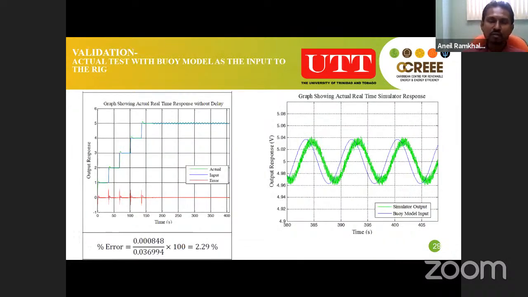What we decided to do then was to apply the output from our theoretical buoy model, to see how the rig responds to that. So we send that input signal again. Our input signal here is the blue line. Our actual output from the hydraulic rig displacement is the green line, and you will see here we looked at the error, the difference between them. Our percentage error was 2.29%, so it was fairly close. I posted here a snapshot between 380 seconds and 405 seconds. This is just a small snapshot, and you can see how closely the rig was following that input.